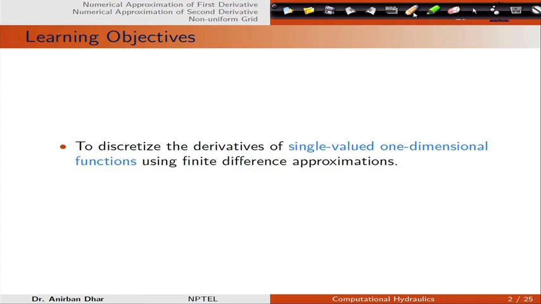So, what is the learning objective of this particular module? At the end of this unit, the student will be able to discretize the derivatives of single valued one dimensional functions using finite difference approximations.